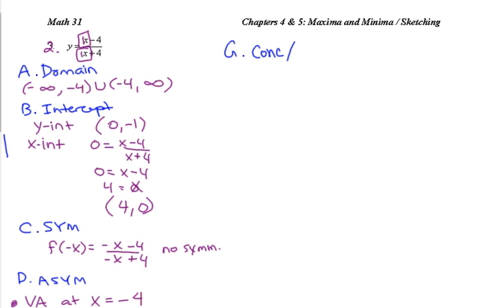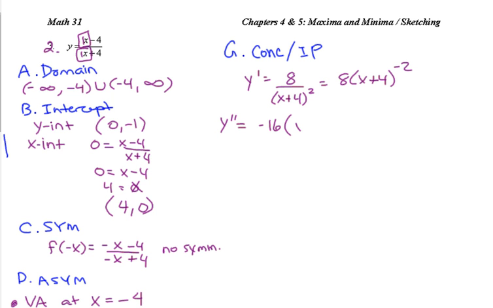Okay, so our first concave inflection point, our first derivative is 8 over x plus 4 squared. What's the easiest thing to do here to derive this? Put it on the top. Okay, so our second derivative: negative 16, x plus 4, subtract 1, negative 3, times the derivative of the inside is 1. Or negative 16 over x plus 4 cubed.